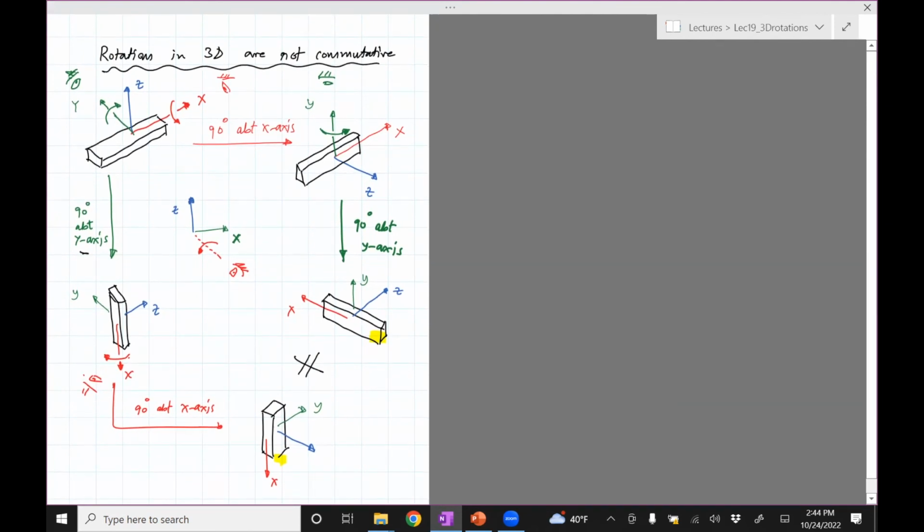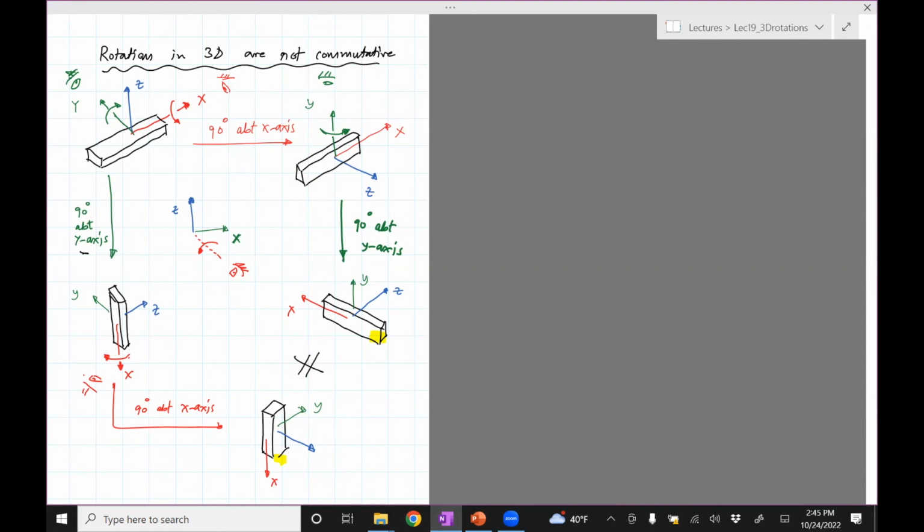Let's start with this object. The x-axis is this way, y-axis is to the right, and z is upwards. X, y, and z, so x cross y is z. Here's how we do 90 degrees about x, 90 degrees about y. Let's do 90 degrees about x. X is this. So 90 degrees about x. Now x will remain unchanged, it will be this way, but y would be up and z would be this way.